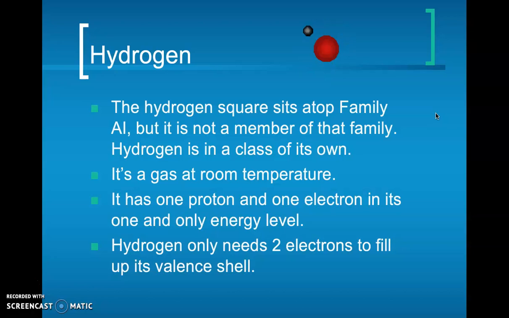It's a gas at room temperature. It has one proton and one electron, and it only has one energy level. Hydrogen only needs 2 electrons to fill its valence shell. Now, a valence shell is whatever the outermost ring of electrons is. So it only needs 2. Okay, if we're thinking back to Bohr diagrams, when we drew a hydrogen, it would only have the one ring, and that first ring can only hold 2 electrons, which is where that 2 comes from.